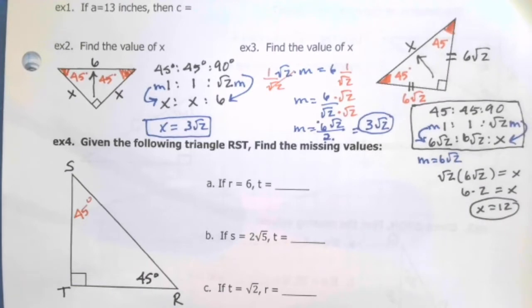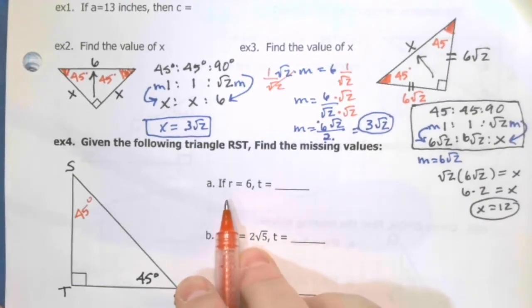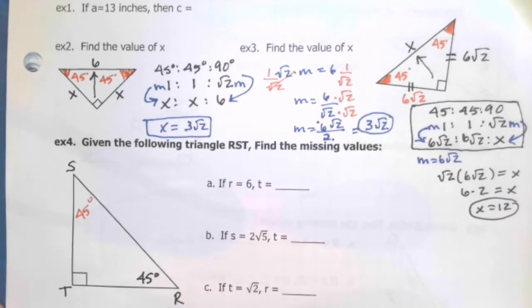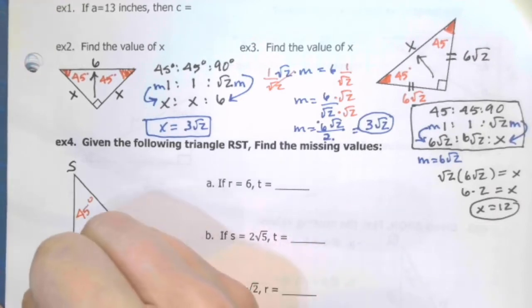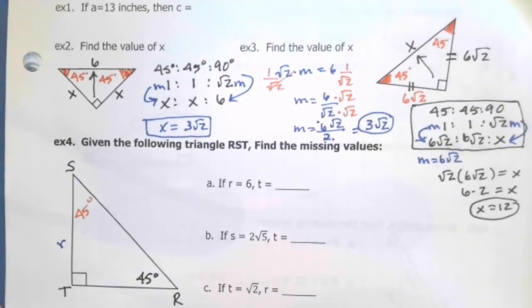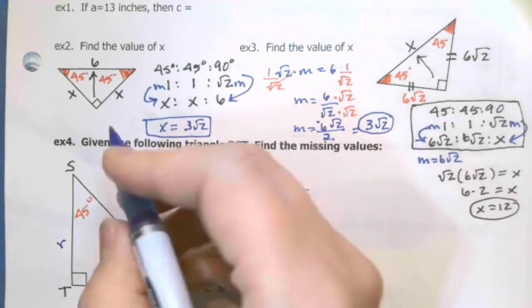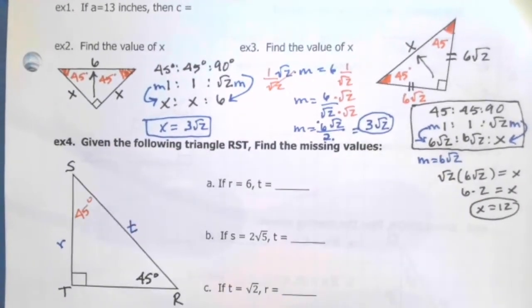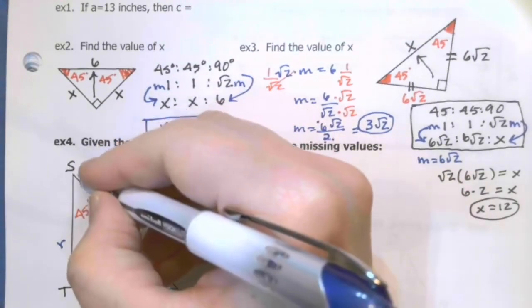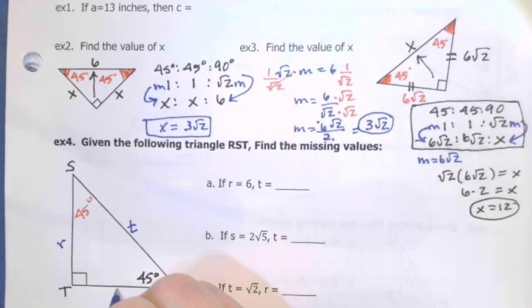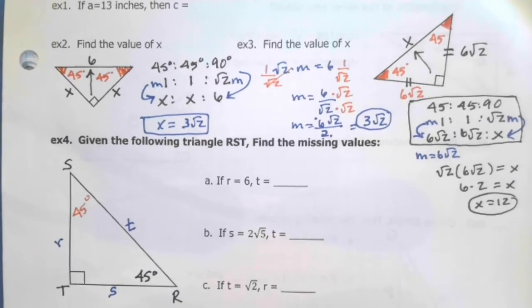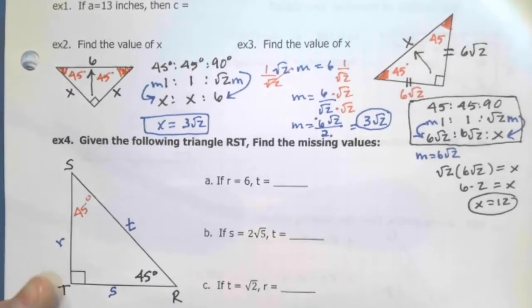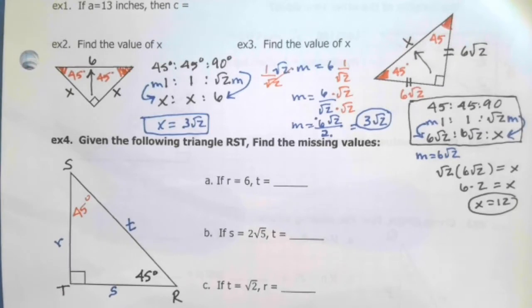And for the first one, now remember that lowercase r means it's opposite uppercase R. So if this is angle capital R, this is side lowercase r. If this is angle capital T, this is lowercase t. And if this other angle is a capital S, the side opposite is a lowercase s. These always match up that way. All right, it says, what if r is 6? Find t. Okay, here we go.